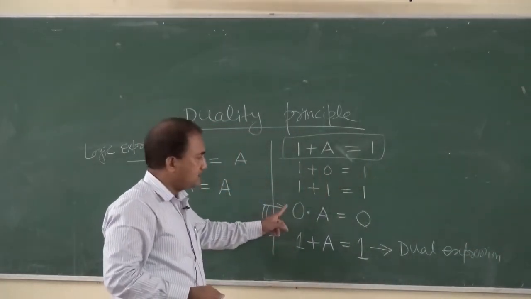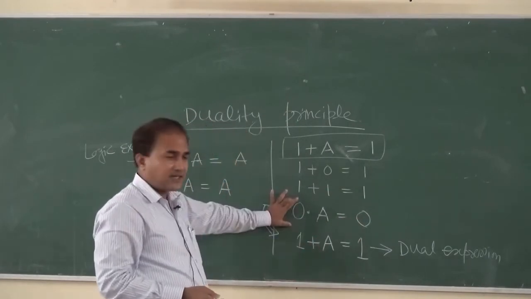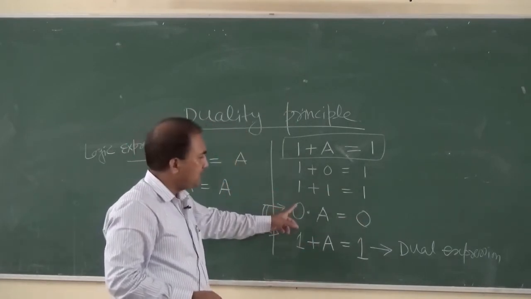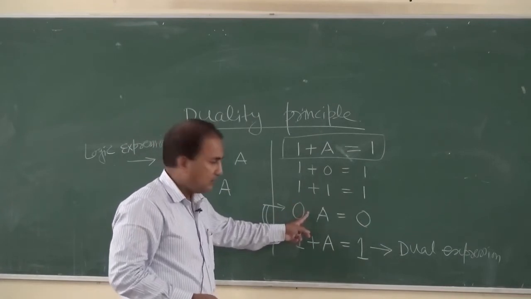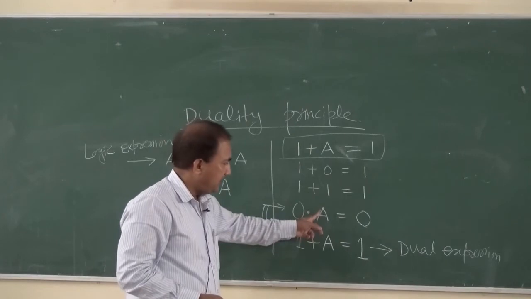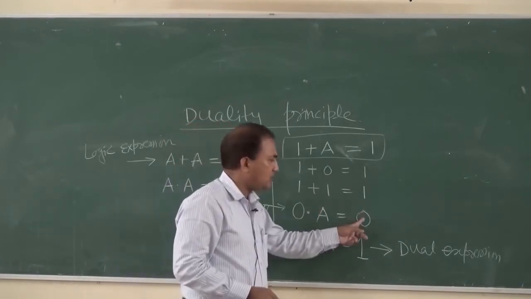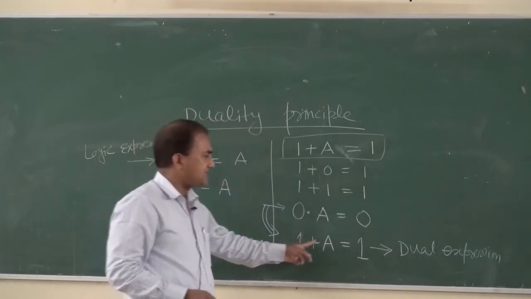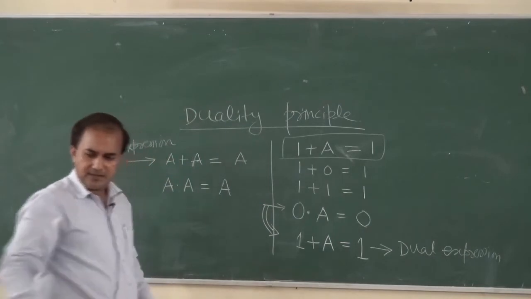Of this expression, 0 dot A is equal to 0. So what is the dual of this expression? How can you get it? You have to convert 0 to 1 and AND to OR. A is the same. So 1 plus A is equal to 1. So this is the dual of this expression.